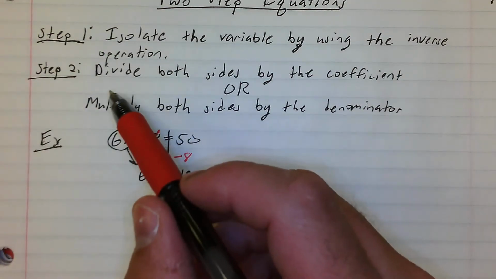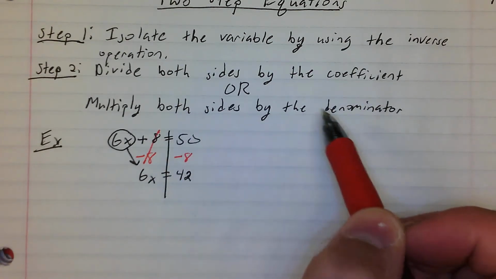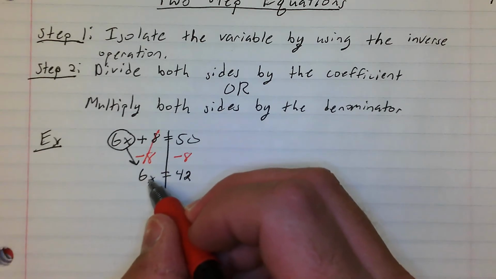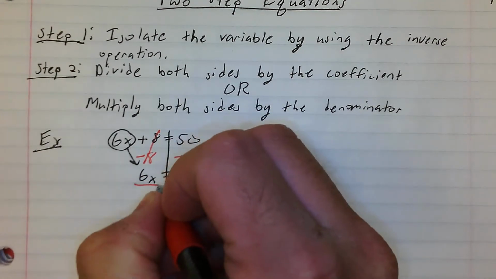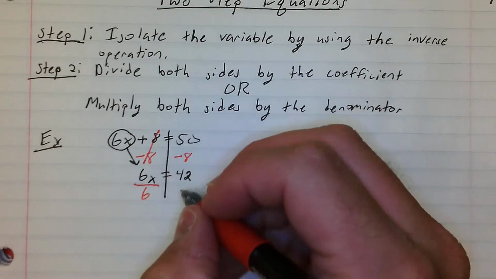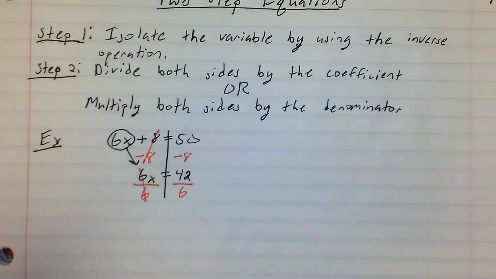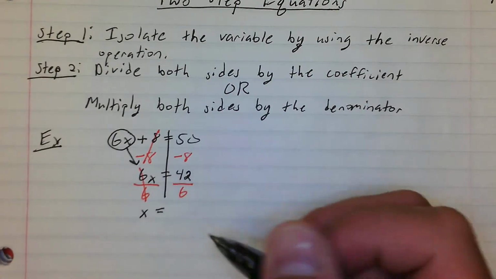So I have my two choices. I either divide both sides by the coefficient or I multiply both sides by the denominator. Well, the 6 right here is the coefficient for x. Okay, it's the number in front of the variable that is attached to the variable by multiplication. So I'm going to divide by the coefficient, in this case 6. And then what I do to one side, I do to the other. That way my 6's will end up canceling, and I'll be left with the x by itself.